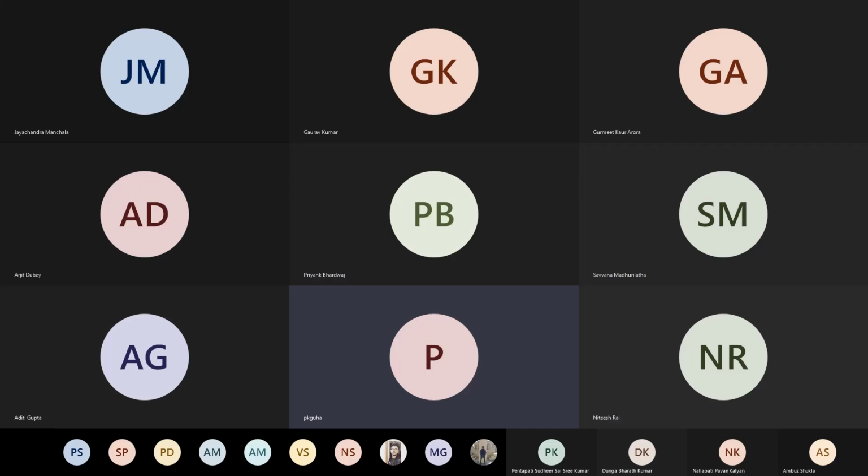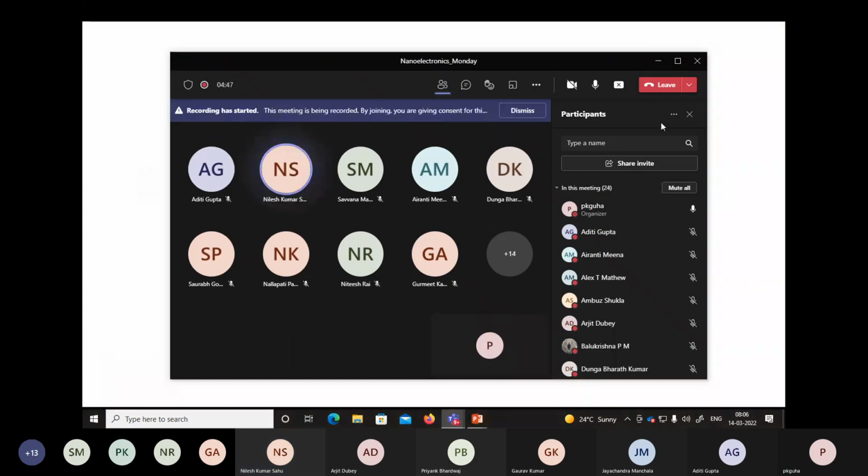Electron transistor. Excuse me, sir. Yes. Hello. Can you take the tangents once again, sir? I joined late, sir.